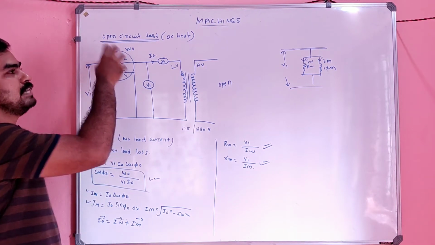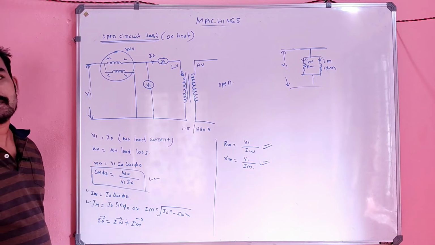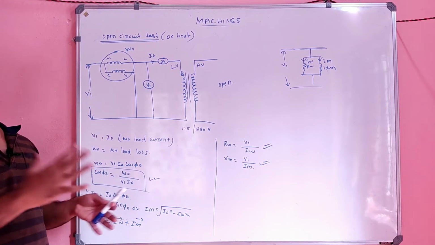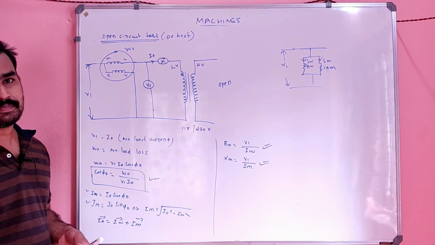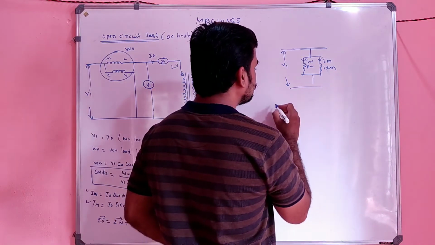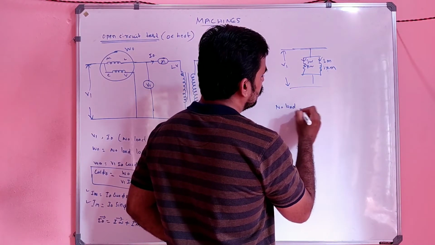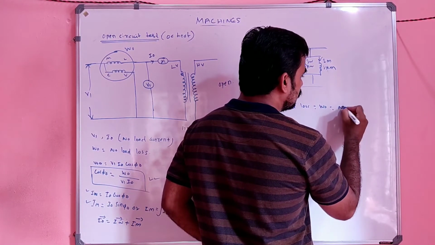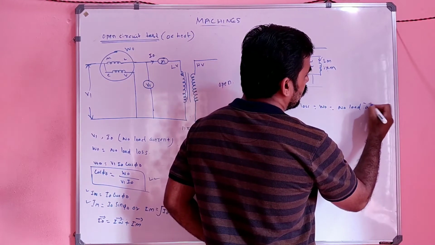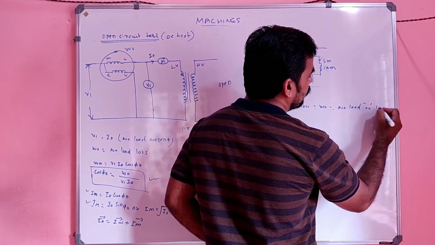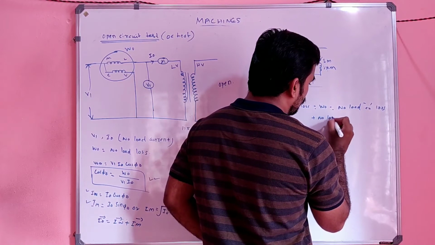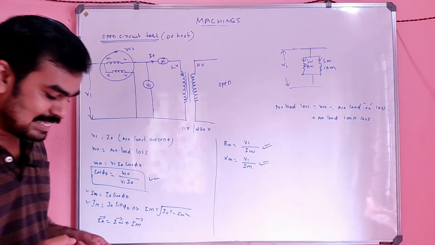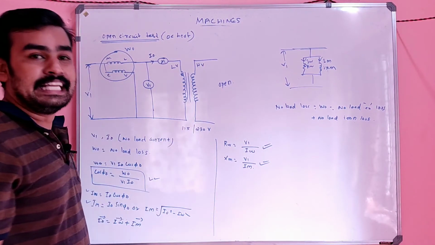This value of W0 is nothing but the no load loss. No load loss is predominantly due to two components: no load copper loss plus no load iron loss, right? I will explain that. No load loss is equal to W0, which is nothing but no load copper loss plus no load iron loss. I already told you that this iron loss is independent of the load.